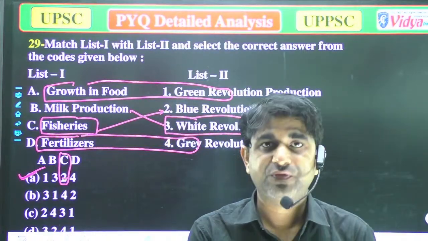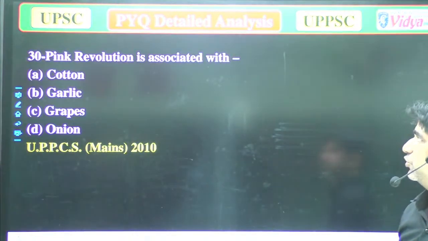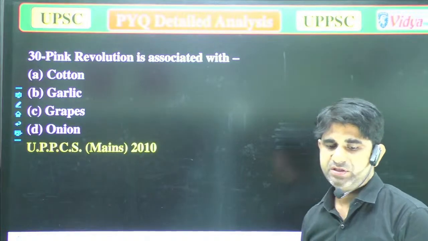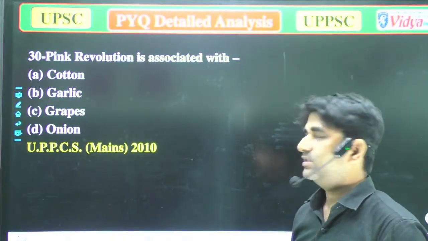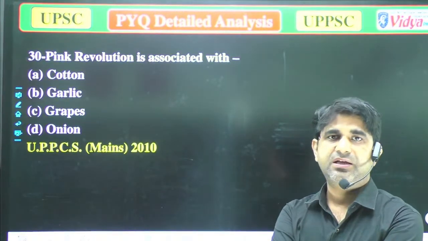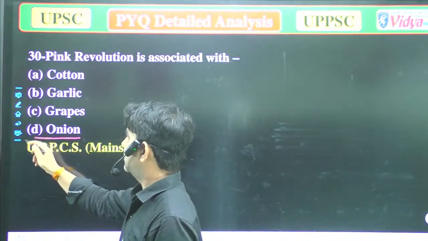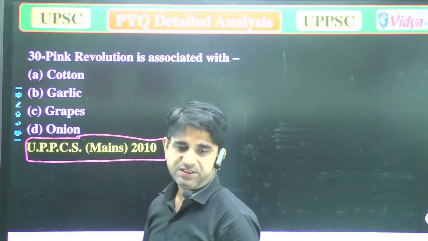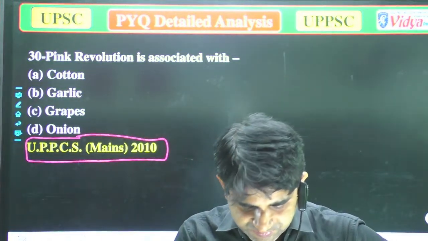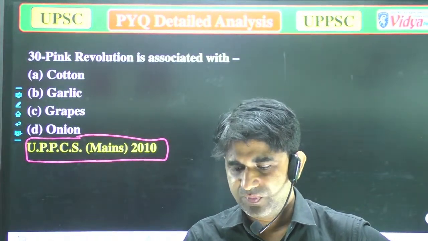After that, we will move to the next question. Pink Revolution is associated with: A cotton, B garlic, C grapes, D onion. This question was asked in UPPSC Mains 2010. Now you can correlate which of the following is correct.